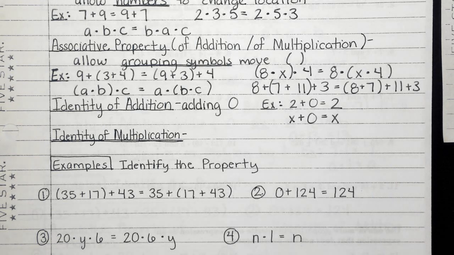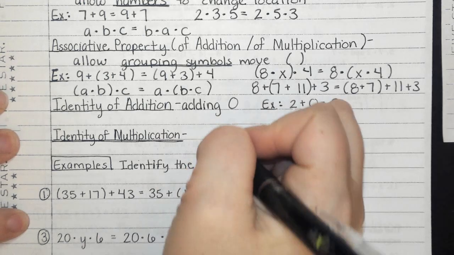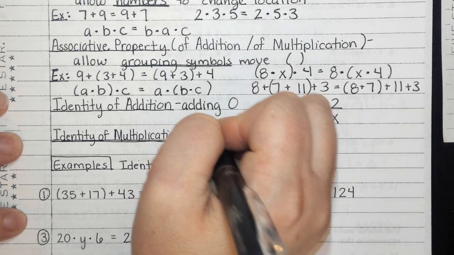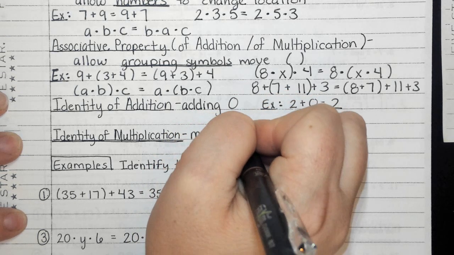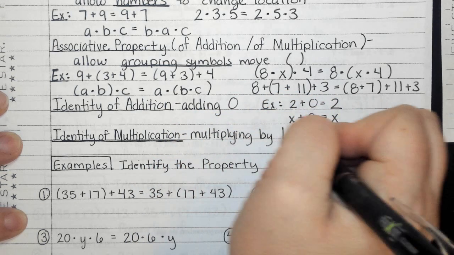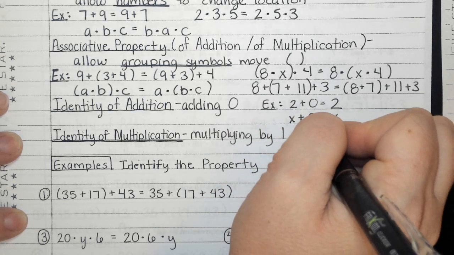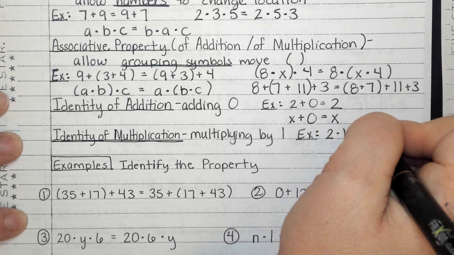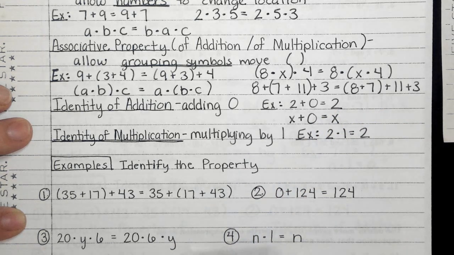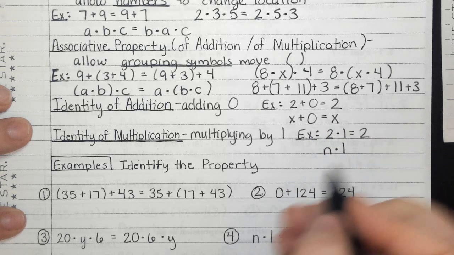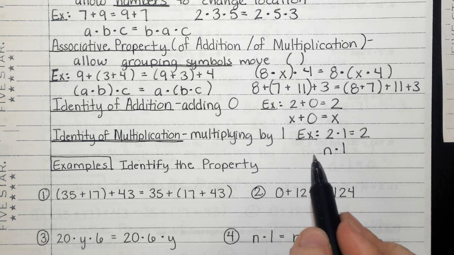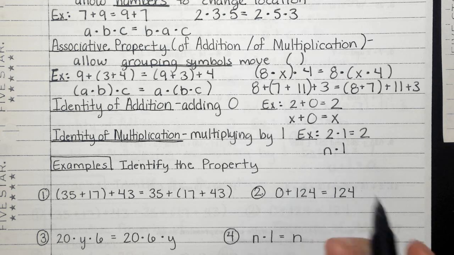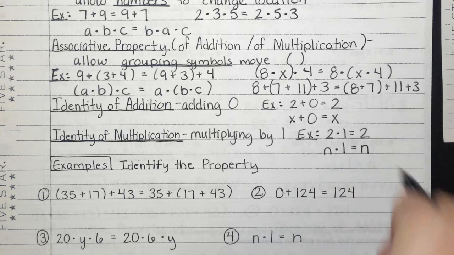Okay. What about the identity of multiplication? What could I multiply by to where it would not change the number? Let's think about 2 again. What could I multiply 2 by to where it wouldn't change the number? 1. So the identity of multiplication would be multiplying by 1. An example of that: 2 times 1 equals 2. If I had n, which just stands for a number, times 1, is it going to change at all? No, so it would still be n.